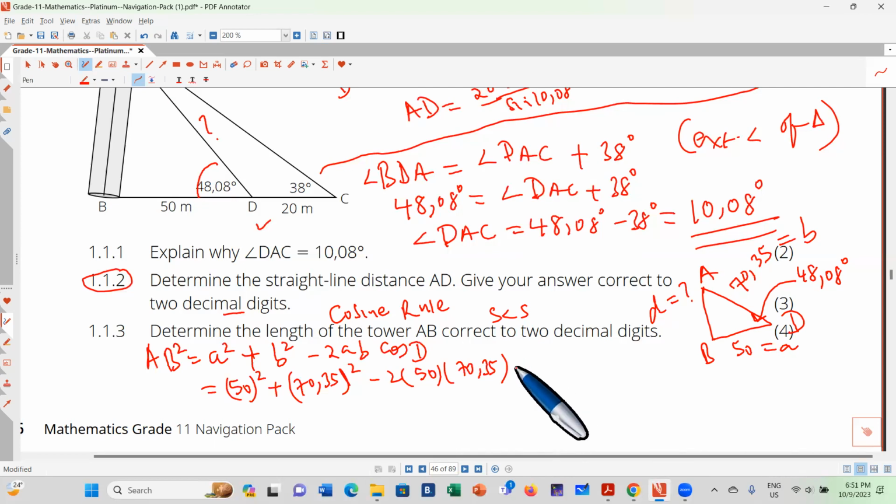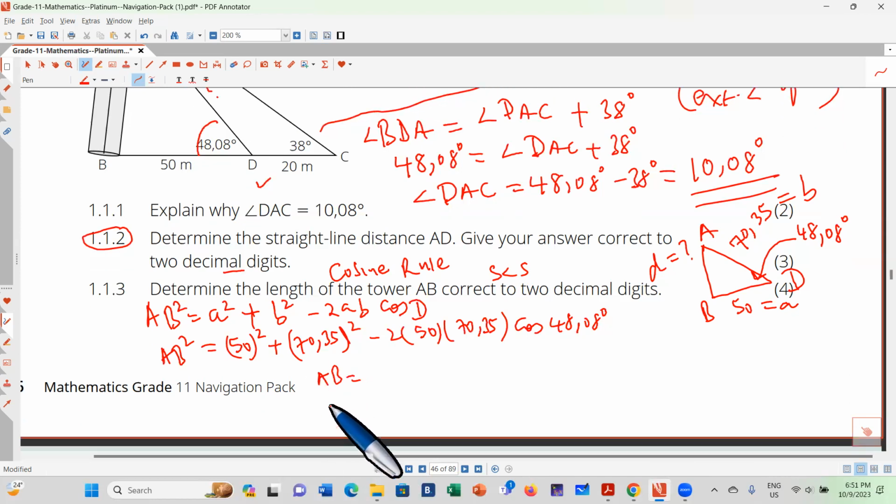All right, so we have therefore the angle D as well. We substitute the angle D. The angle D is 48,08 degrees. So this is AB squared. We want to find AB, which means we get to this point. If we want to find AB, then we apply the square root.